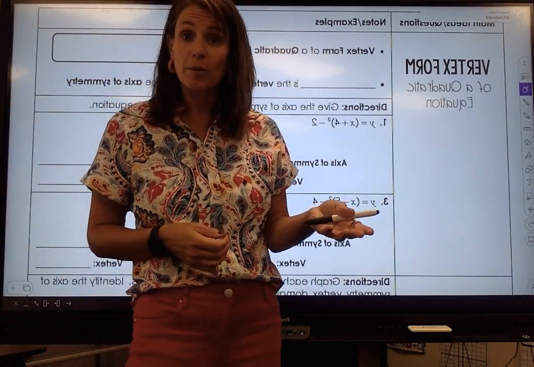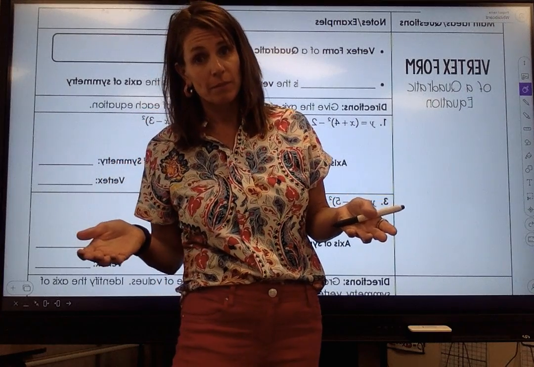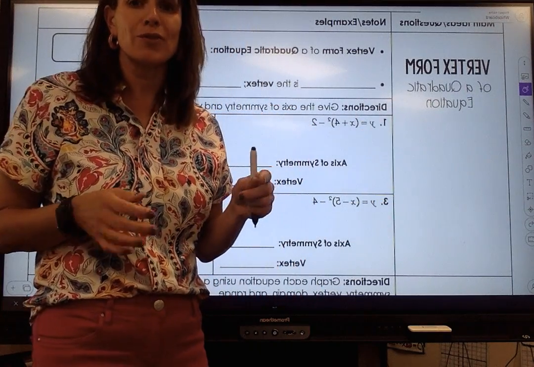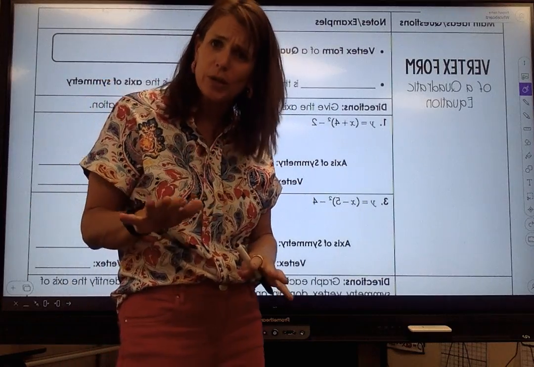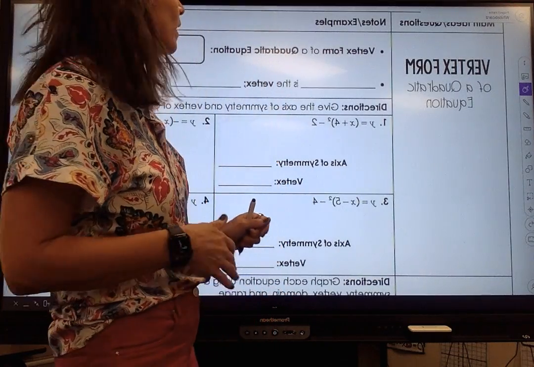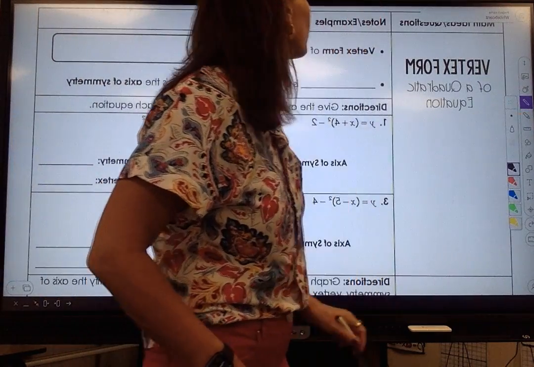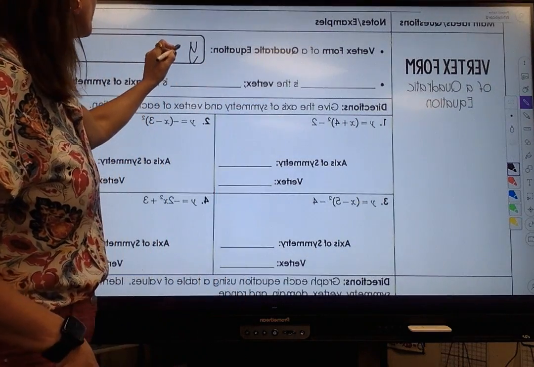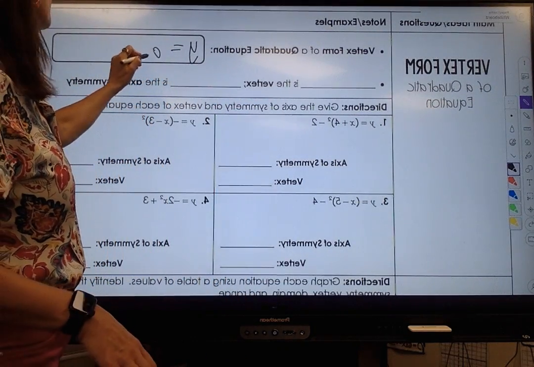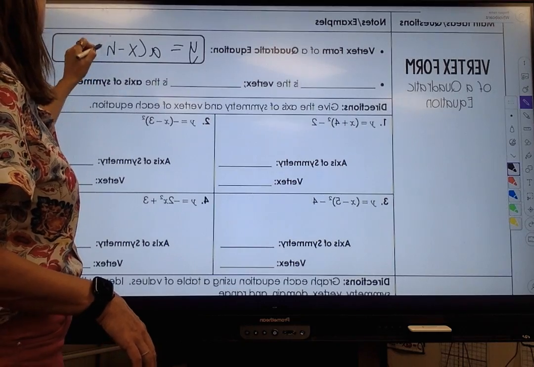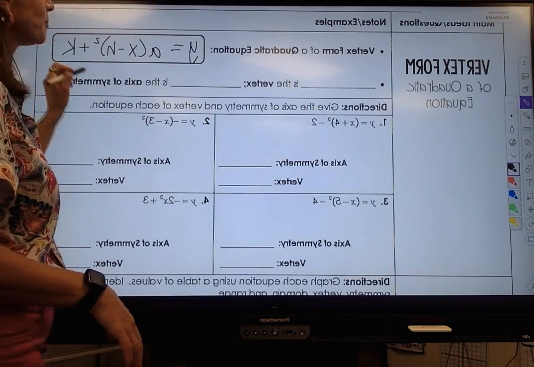We've done the standard form, ax squared plus bx plus c. Now we're going to do the vertex form. Looks complicated, but super easy to graph. So first we have to know what that vertex form is. So it's y equals a times (x minus h) squared plus k.